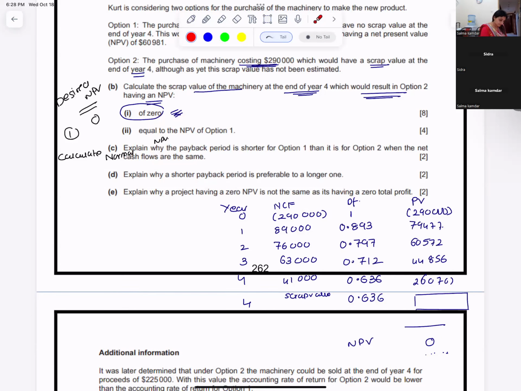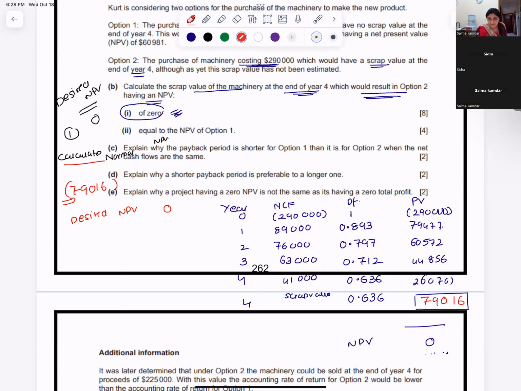What is your normal NPV? Negative 79,019. Now compare your normal NPV with your desired NPV. What is your desired NPV? Desired is 0. That means at the end of year 4, you need to sell your asset at a value that is going to make your NPV 0. That means you are in a shortfall of 79,019.